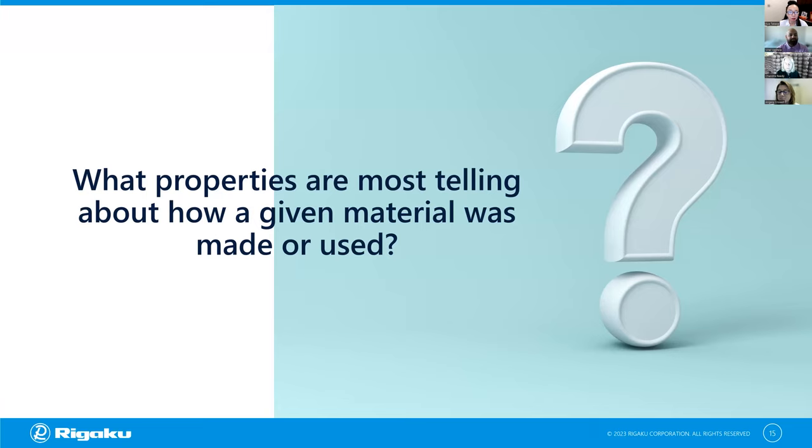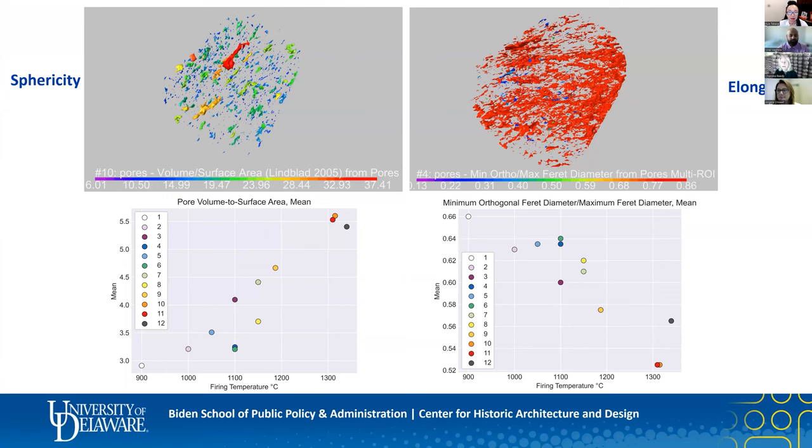And the one I'm definitely most looking forward to, I want to know what properties are the most telling about how a given material was made or used. Well, actually, there are many statistical properties relating to pore size and shape, for example, that give clues about how the ceramic was made. And on the upper left here, the pores are color-coded by a measure of sphericity. The lower left plot shows a very strong correlation to firing temperature. Higher fired ceramics have more spherical and globular pores.